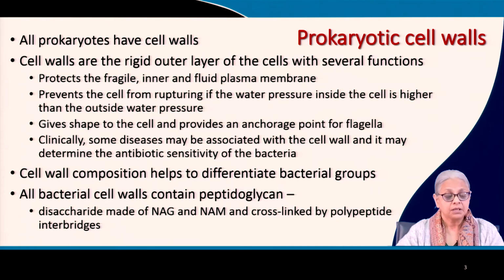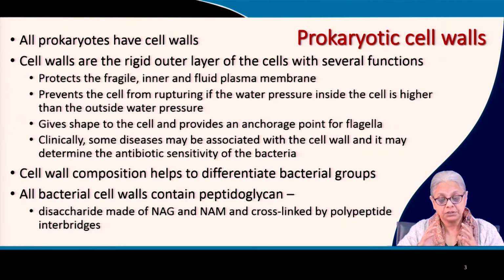The second is to maintain the water pressure at the level that is required for the cell to function. So it prevents the cell from rupturing if the water pressure inside the cell becomes higher than the outside pressure. So that equilibrium is maintained by the cell wall. As I said, the cell wall itself is a rigid membrane, unlike the plasma membrane. It gives shape to the cell, and it provides an anchorage point for the flagella.